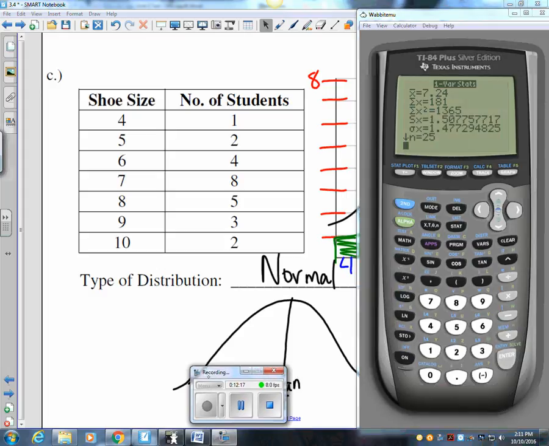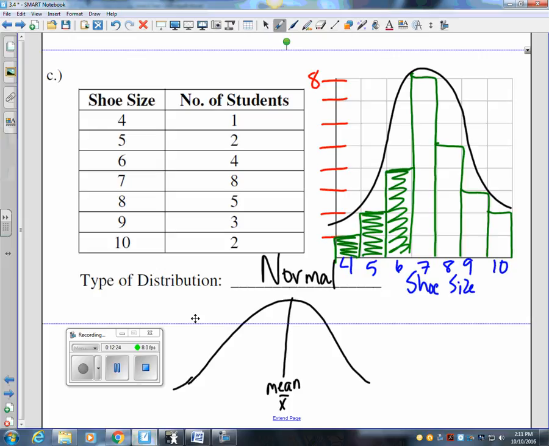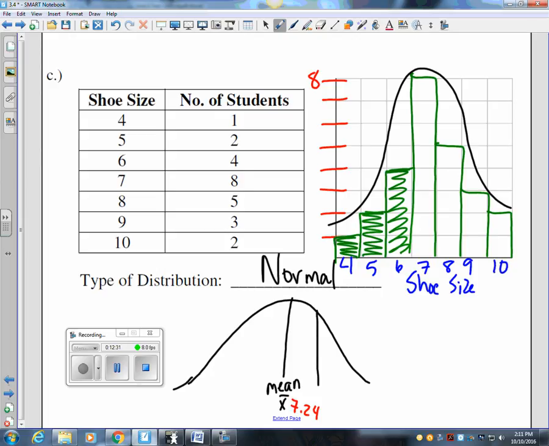So on your paper, what we care about is the mean, which is 7.24. So let me write that down. 7.24. And then when I go 1 standard deviation that way and 1 standard deviation this way. So we kind of did this last week. So the mean is 7.24. What do I have to add to get the 1 standard deviation away from it? 1.5. So my standard deviation is this symbol, and it's 1.5.